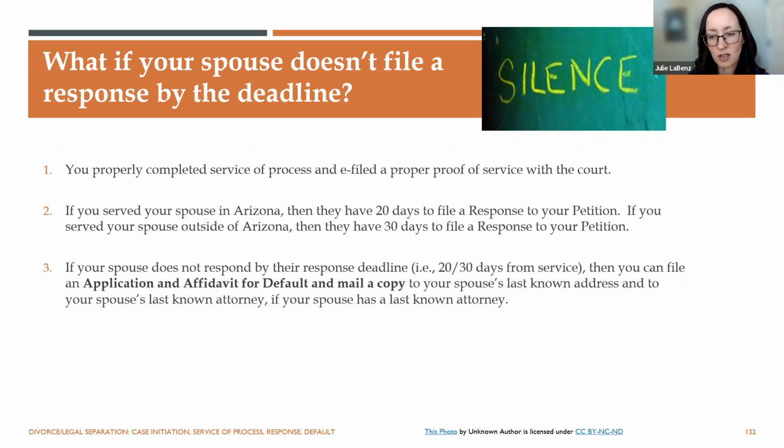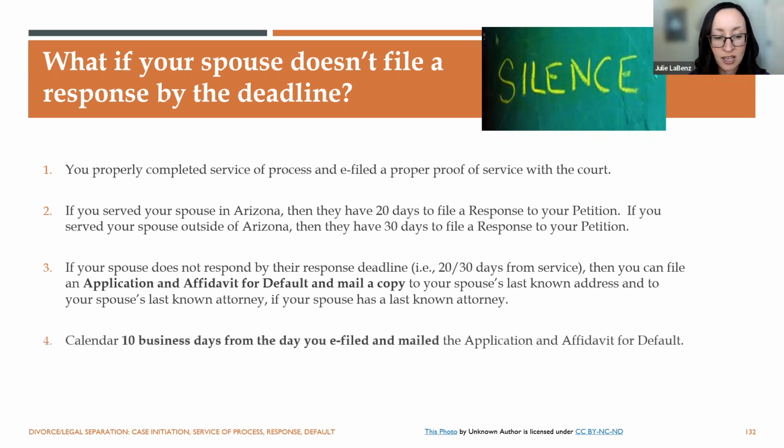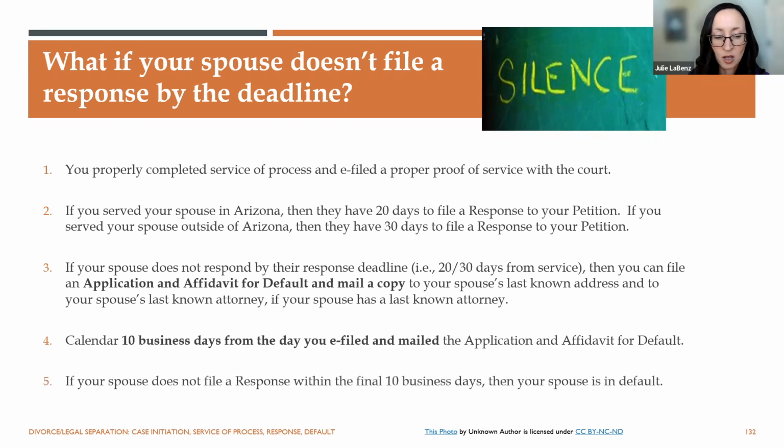So you initiate your case, you serve it properly, you file your proof of service. The 20 or 30 days has lapsed, depending on where the papers were served, and no response has been filed. So at that point, you draft and file the application and affidavit for default, and then you mail a copy to your spouse. Calendar 10 business days from the day you e-filed and mailed the application and affidavit for default, because your spouse gets those final 10 business days to file a response. And if they still haven't filed a response by the end of those final 10 business days, then they're in default.